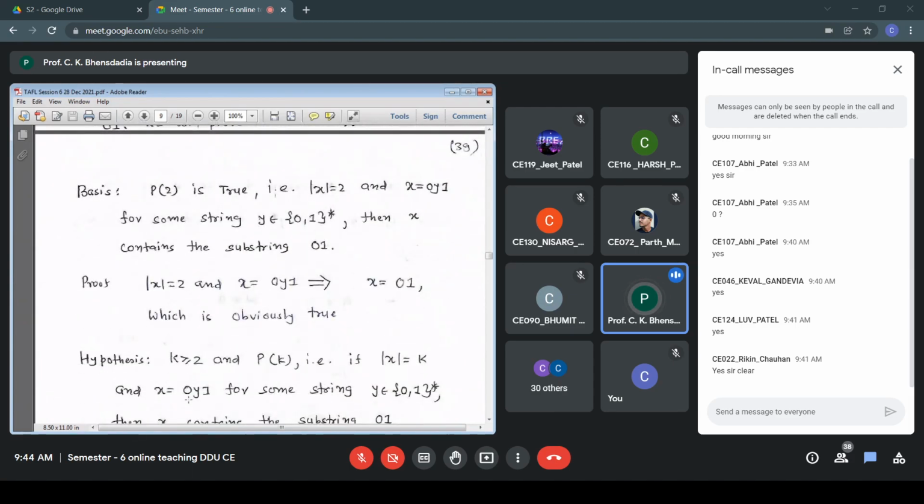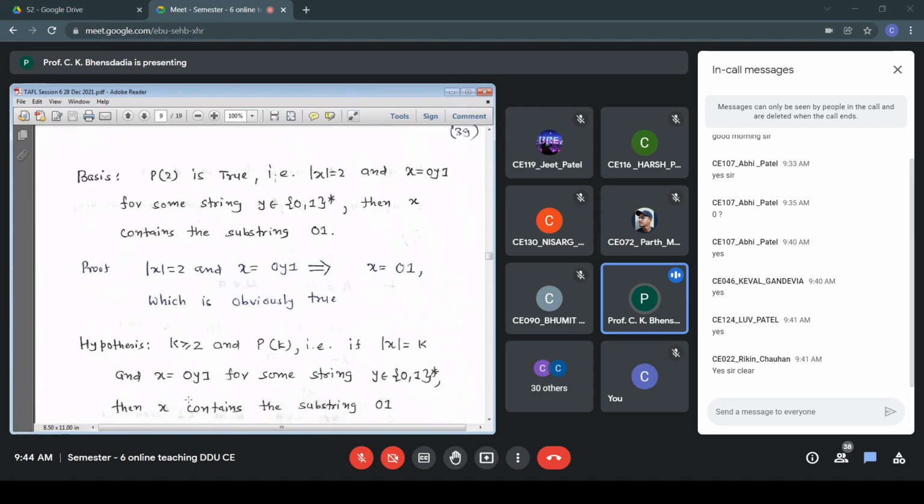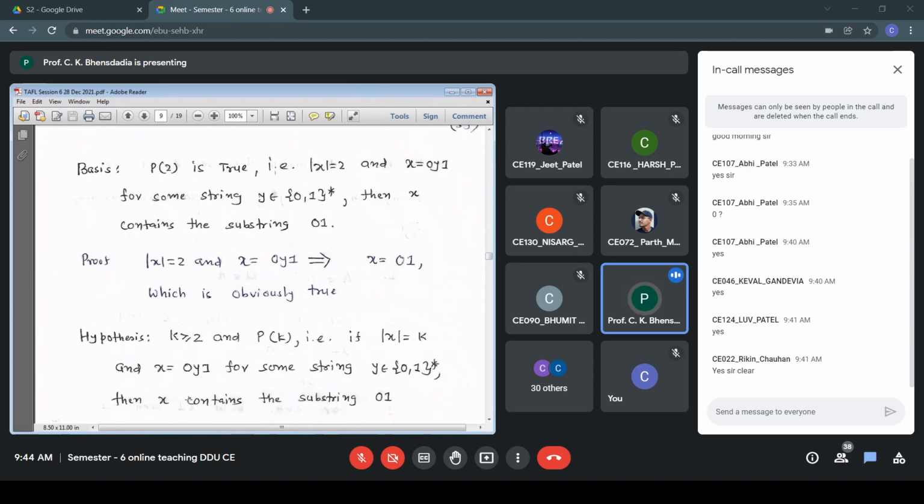k greater than or equal to 2 and P(k), that is length of x equal to k, and x equal to 0 y1 for some string y belonging to sigma star, then x contains the substring 0 1. Yes, this is the weaker form of PMI. We are not saying length of x equal to n. We are saying that length of x is equal to k. Only one assumption: the statement is true for n equal to k. That's it.